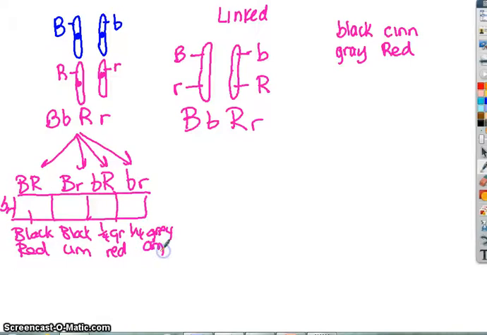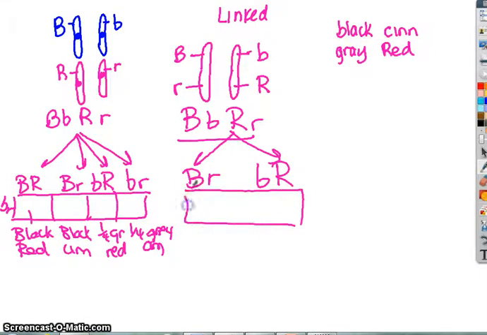But if these were on the same chromosome, it doesn't undergo independent assortment. When this undergoes meiosis, you can only get big B with little r, because they go together as a package, and little b with big R, because they go together as a package. If you do the cross this time with little b, little r, all the offspring either come out black with cinnabar eyes, or gray with red eyes. All right? And our data supports that.